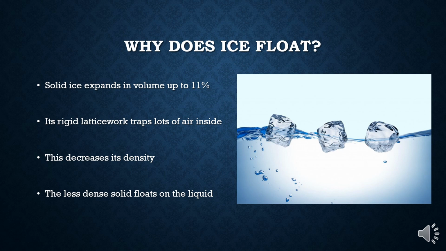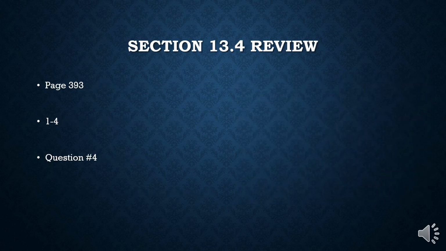Why does ice float? Solid ice expands in volume up to 11%. That same amount of water is taking up more space. Its rigid latticework traps a lot of air inside of it, so this decreases its density. And things that are less dense float on the liquid. So this ice is now less dense than liquid water and will float. This answers question number 4.